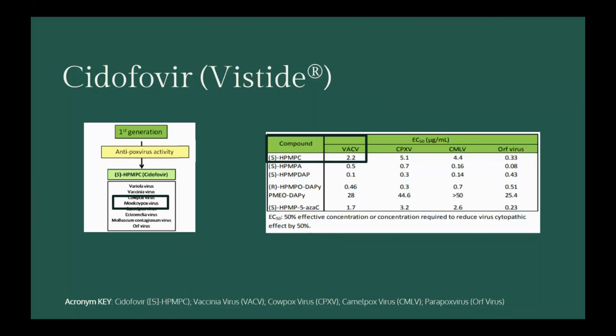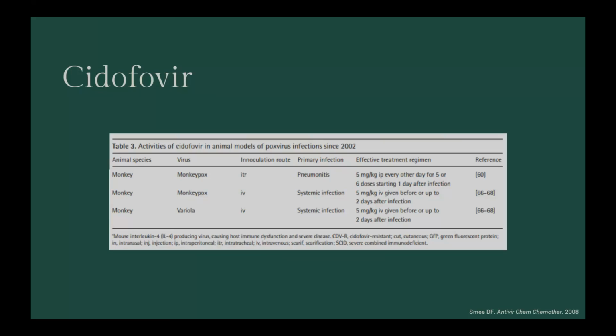Overall, this medication was studied in vitro for Vaccinia virus, which is similar to monkeypox, and then extrapolated for treatment of monkeypox based on this data. The study concluded it may be efficacious for treatment of several orthopox viruses.